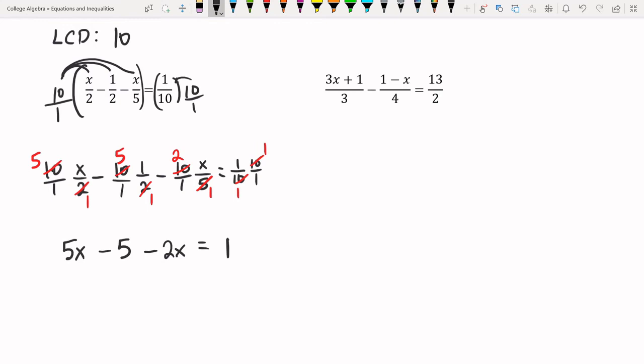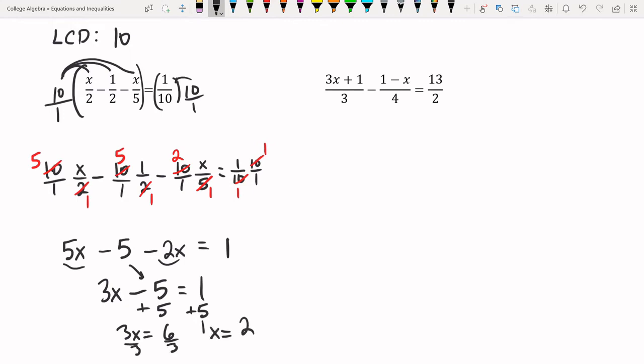Let's combine the like terms. We have 5x and negative 2x on the same side. So all we're really going to do is do 5 minus 2 is 3x. And the negative 5 just comes down. I'm going to add 5 to both sides, giving me 3x equals 6. And then divide by 3 to get x equal to 6 over 3 is 2.